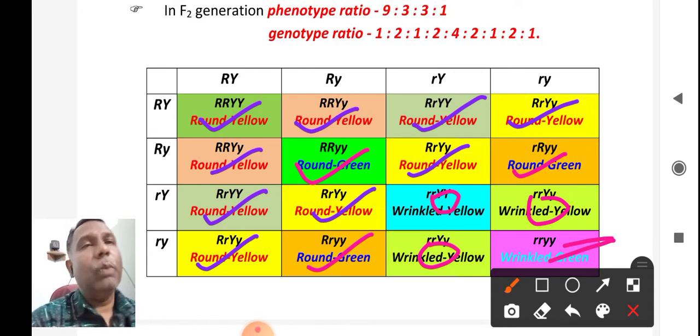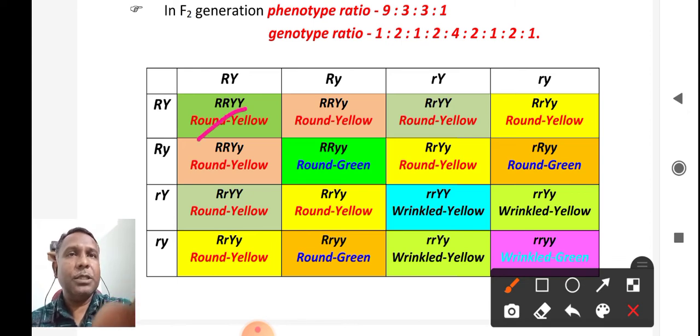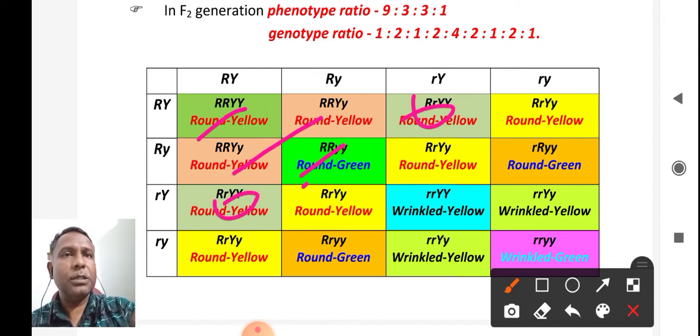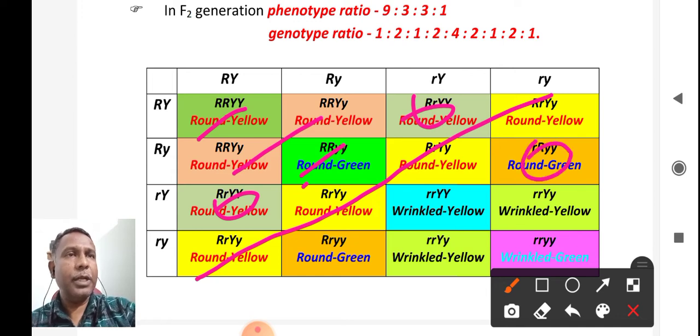And while we are discussing the genotype, we will find how the genotypes are distributed. This is first, this is round yellow. Then these two are the same, 2. Then 1, this is 1. Then again 2, this and this. Then 4, these all are 4, the same thing. Then 2, that is round green and round green.